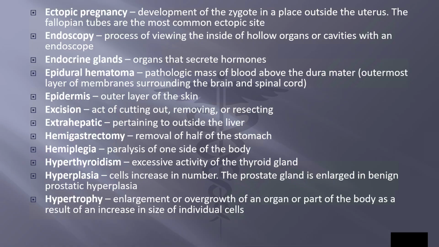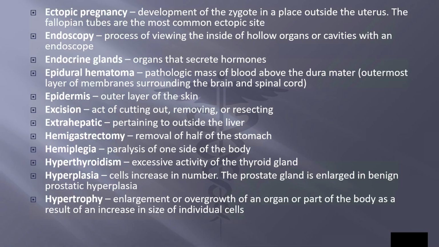Normal implantation takes place on the inner lining or endometrium of the uterus. Endo means within, in, or inner. An endoscopy is the process of viewing the inside of hollow organs or cavities with an endoscope. Examples are colonoscopy, laparoscopy, and bronchoscopy.